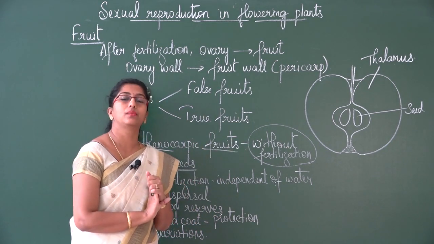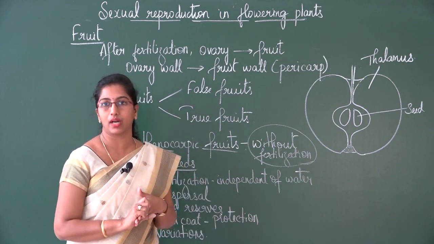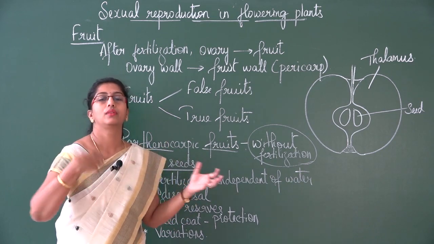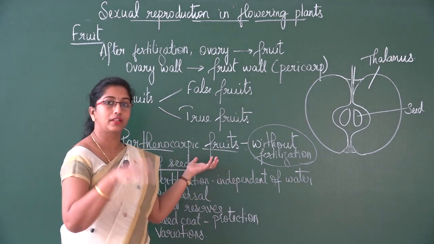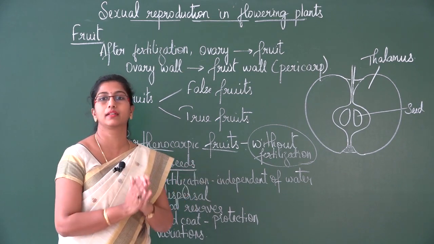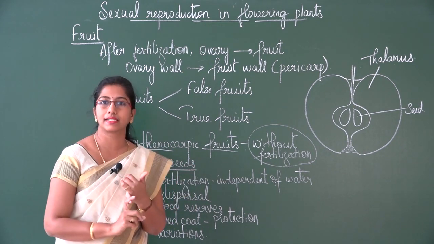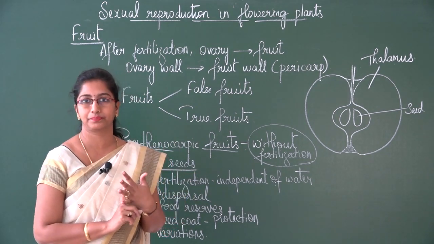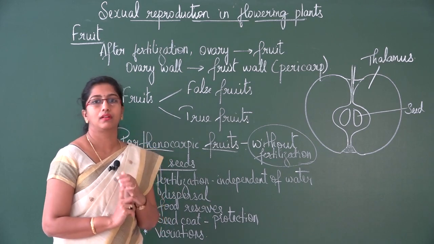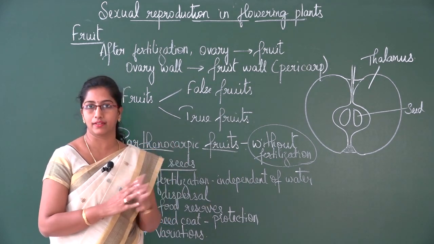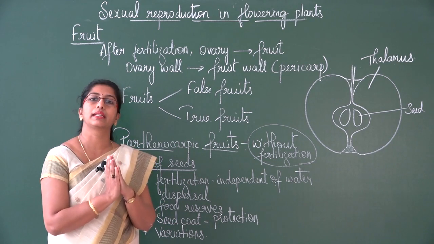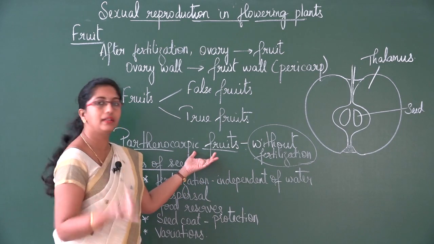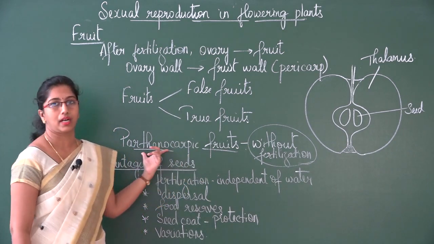Apart from that, we can actually induce parthenocarpy. Artificially we can make the flower develop into a fruit without fertilization by using certain growth hormones, especially auxins and gibberellins. You have read about these growth hormones in your last year syllabus, the plant growth hormones or plant growth regulators. Auxins and gibberellins can be sprayed, and artificially we can induce parthenocarpy.